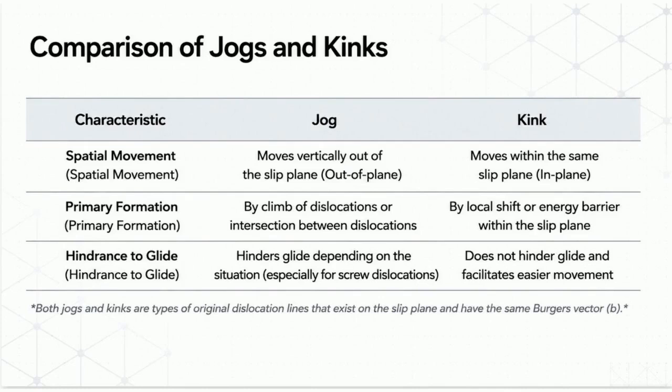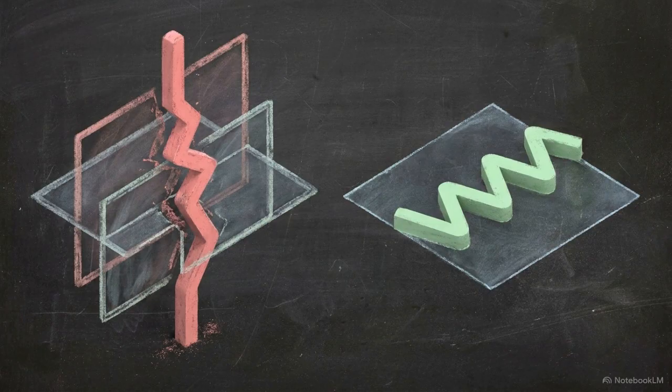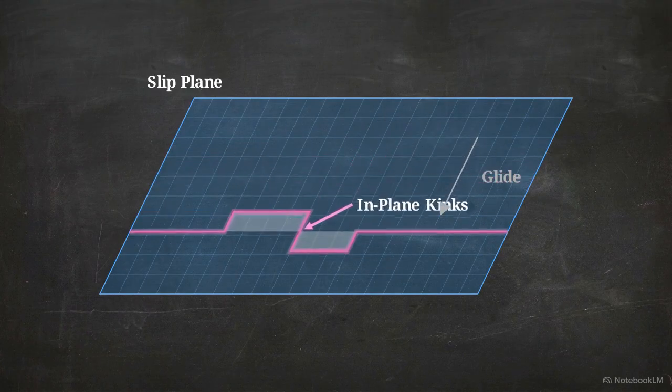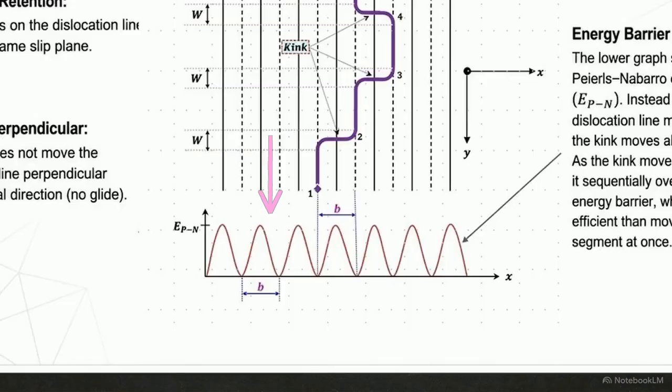This table compares their properties. Looking at their formation, jogs are created when dislocations intersect or climb, while kinks are created by local shifts. The functional difference is severe. Kinks facilitate movement, while jogs act as physical hindrances. The 3D geometry of these steps governs the physical mobility of the dislocation. Kinks maintain their position securely within the original slip plane. This chart maps the Peierls-Nabarro energy barrier. This is the intrinsic frictional resistance of the atomic lattice that any dislocation must overcome to move forward.